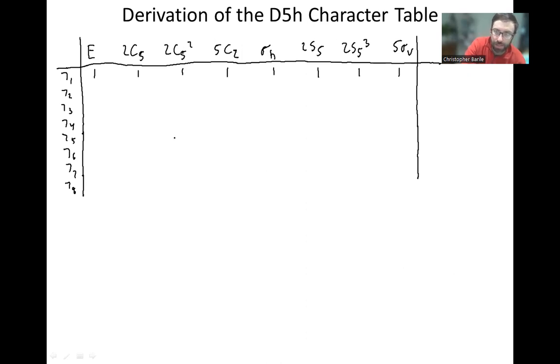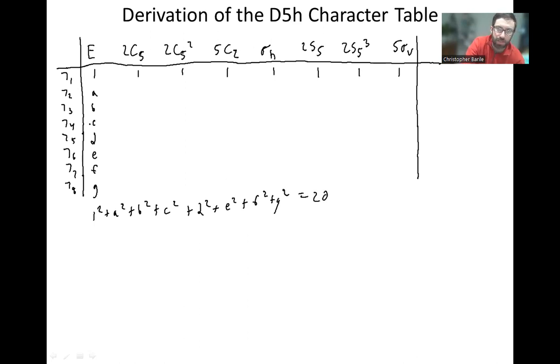Then the next thing, the way I like to start off, is thinking about another character table rule, which is that the sum of the squares of the dimensionalities is equal to the order of the point group, or the total number of symmetry operations in the point group. Total number of symmetry operations in the point group is 1 plus 2 plus 2 plus 5 plus 1 plus 2 plus 2 plus 5, which is equal to 20. What this rule says is that 1 squared plus a squared plus b squared plus c squared plus d squared plus e squared plus f squared plus g squared must equal 20.